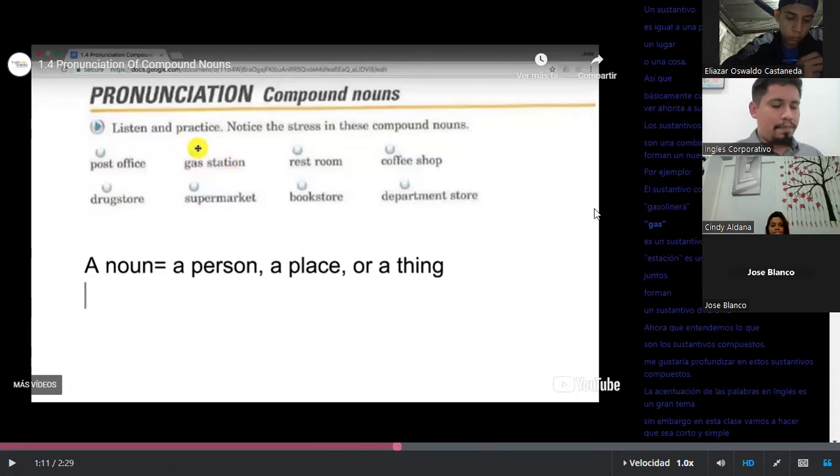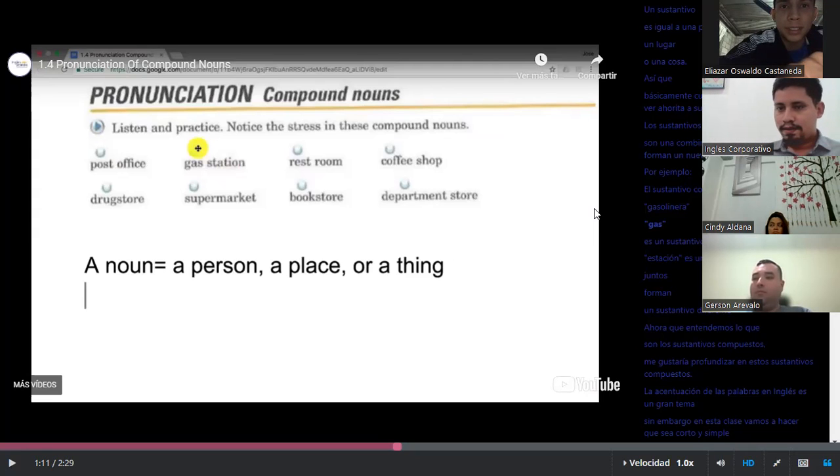First of all, let's start by identifying what is a noun. According to the information that we have in front of our screen, what is a noun? Eliasa, you there? Para usted, ¿qué es un nombre? Identificación.